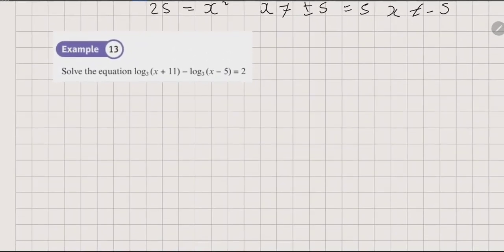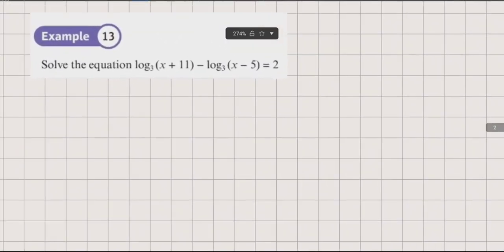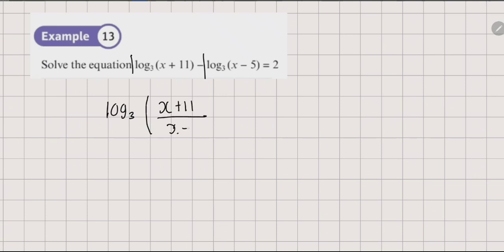Okay, so we've got a final example. Again, it's to solve the equation, and we're going to do what we did last time. So we're going to make it into one logarithm. So, we can see here that the constants on the outside are exactly the same. We've both got 1. And so we can use our division rule to immediately combine these two logarithms. So log base 3 of x plus 11 over x minus 5 is equal to 2.